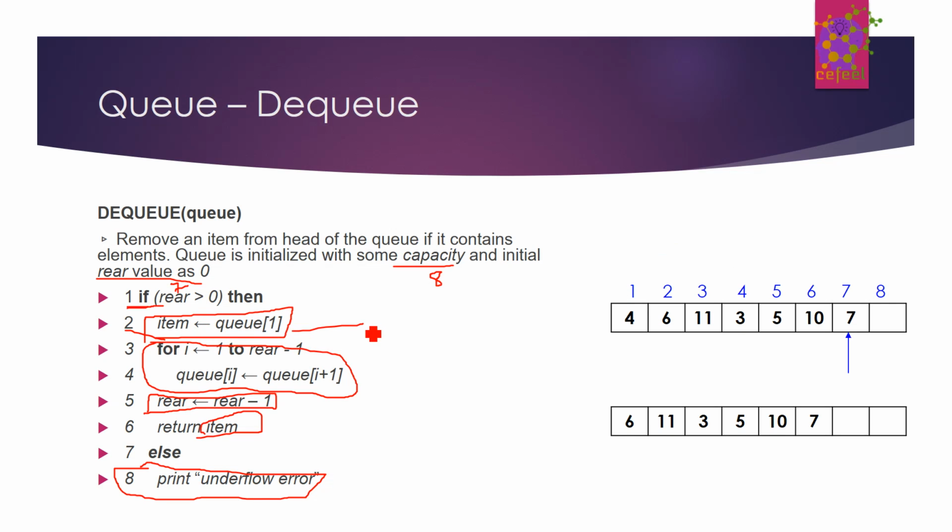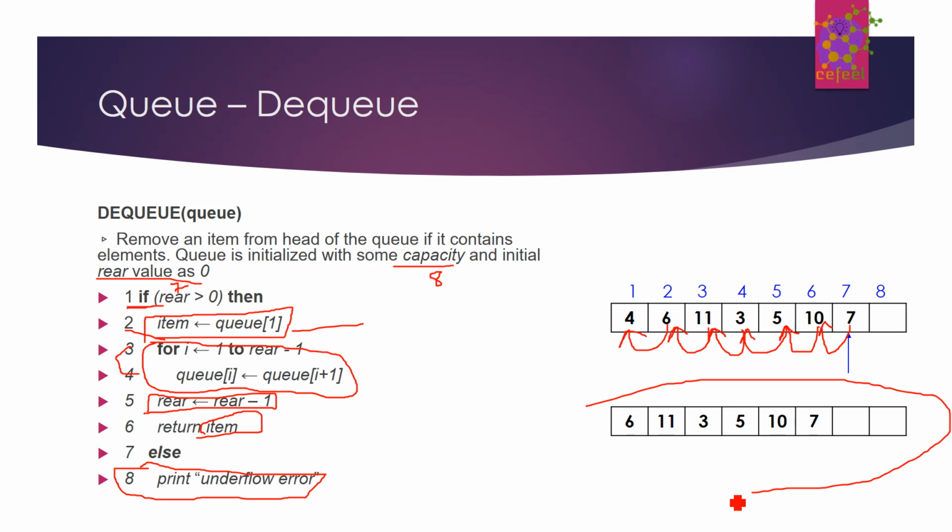Once that is done, the next operation, which is step 3 and 4, we copy the items one by one to the left, which means we go from i equals 1 to rear minus 1. So we start with i equals 1 and copy q[i+1], which means we copy 6 and replace 4. Then we copy 11 and replace 6. We copy 3 and replace 11. Similarly, 3 will be replaced by 5, 5 will be replaced by 10, and 10 will be replaced by 7. And that's how we get the next values in the queue.